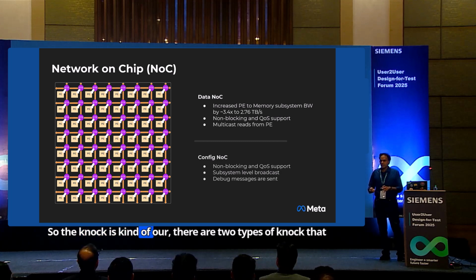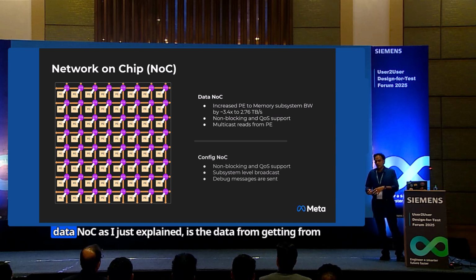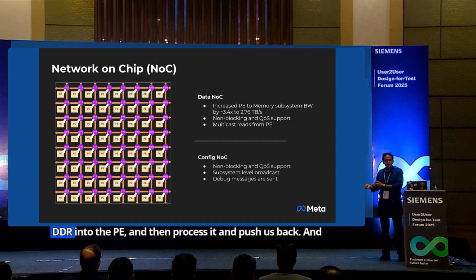So there are two types of NOC that we use. One is the data NOC, the other one is the config NOC. The data NOC, as I just explained, is the data getting from DDR into the PE, then processed and pushed back.